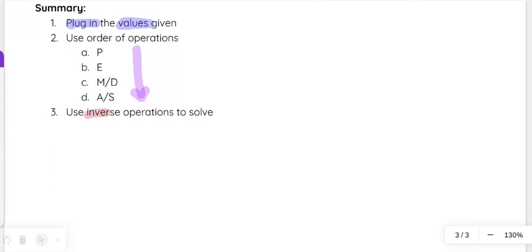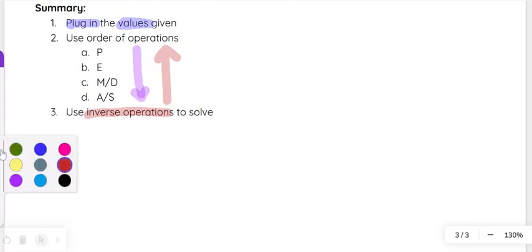Then once you've done that, you use your inverse operations, which is going to be going up the list, starting with the adding and subtracting to move things over. Typically, that's what we'll see, maybe a little bit of multiplication or division. And then typically you're not going to see the exponents and parentheses when you're doing inverse operations here. So hopefully that helps show you how to put it all together into one problem.